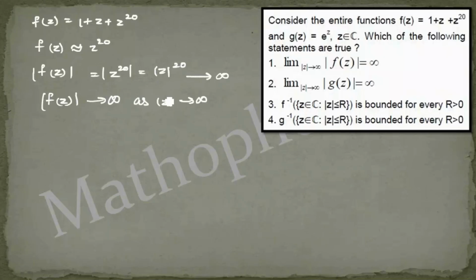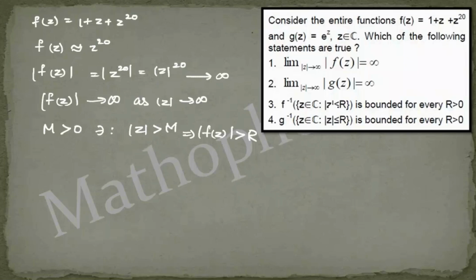Next, f of z வச்சிருக்கனால option 3 அப்படி பார்த்தலாம். f inverse of the set of z belongs to C such that mod z less than or equal to r is bounded for every r greater than 0 ன்னு கேட்டிருக்காங்க. ஸோ இங்கே வந்துட்டு f of z tends to infinity as mod z tends to infinity ன்னு சொல்லிட்டோம். ஸோ there exists an M greater than 0 such that mod z greater than M implies mod f of z is greater than r.